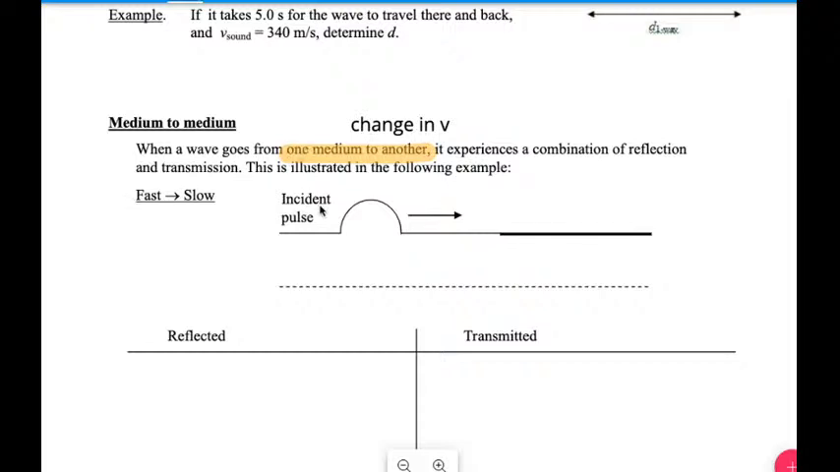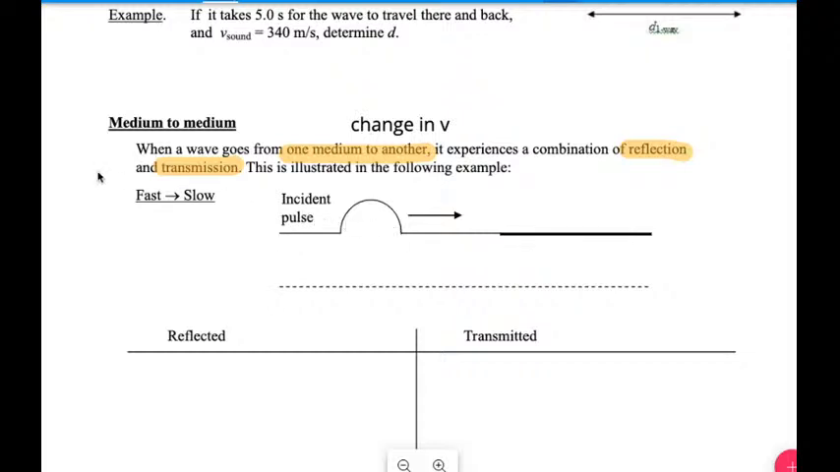And as it goes from air to water, from fast to slow, we're going to have a change in speed as it enters the water. So it'll experience also a combination of reflection and transmission. So two new words here. This idea of some of the energy being reflected, some of it being transmitted. So let's take a look at what might occur.